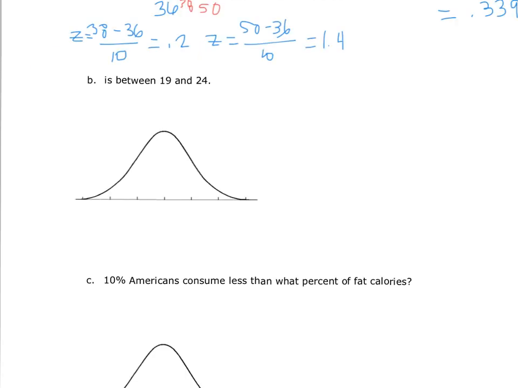Okay, let's look at this one. We're wanting the probability that x is between 19 and 24. All right, so 19, we can put that somewhere about right there, and the 24 goes there. So we're looking for that area right there.